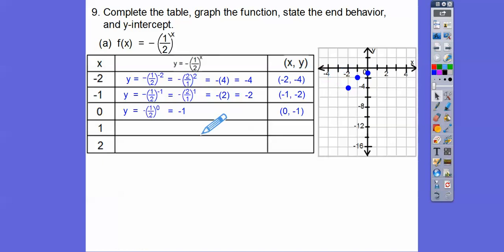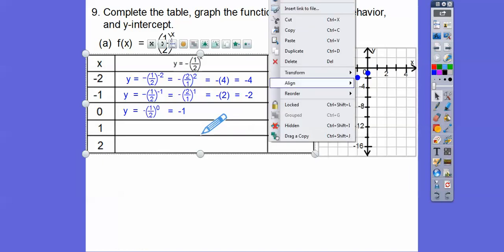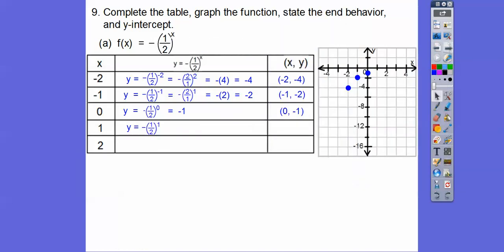Okay, let's plug in 1. So it's going to be -1/2 to the 1, which is -1/2. Okay, so we're going to go over 1, down 1/2 square, which is down 1/4 square, because each square represents 2.